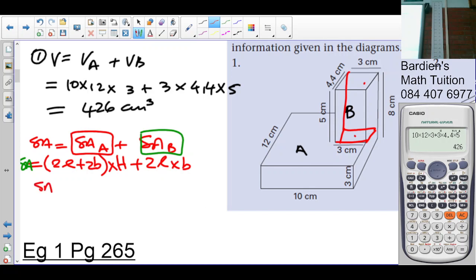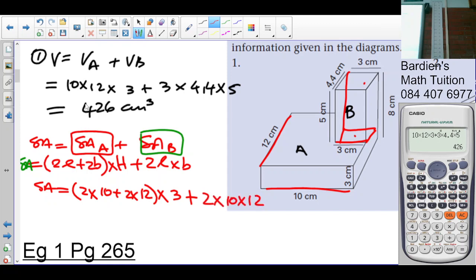So the surface area will simply be 2, my length is 10, plus 2, my breadth is 12, times the depth of the object, which is 3, plus twice area of base, so the length times breadth times 2, so it's 2 times 10 times 12. Right. Remembering that that is accounting for this piece here. Not so, people? It's accounting for that piece.